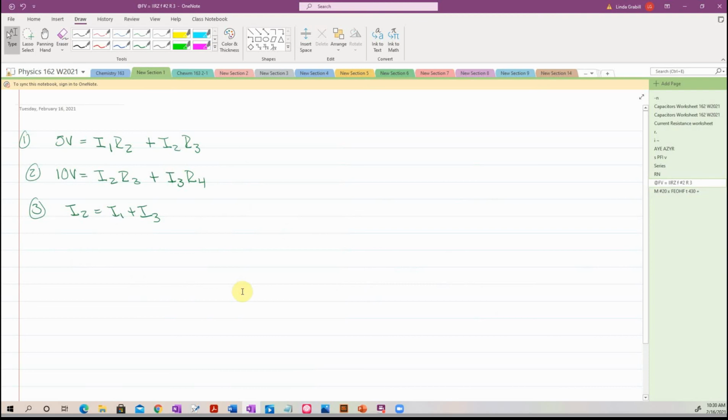All right, when I look at this, one of the first things I think of is, well, I've already defined I2 in terms of I1 and I3. So if I want to solve this, the first thing I can do is make this substitution. So I'll have my 5 volts equals my I1 R2 plus my I1 plus my I3 times my R3.